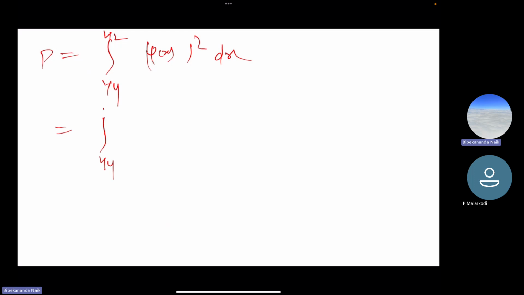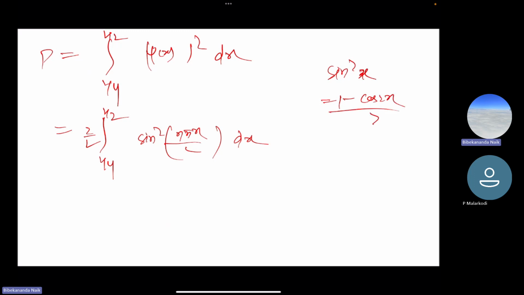from L by 4 to L by 2. So the square of root over 2 by L will be 2 by L. So 2 by L will come out, we can take it outside of the integration. Then it will be sine square n pi x by L dx. We know sine square x is (1 minus cos 2x) by 2. We will use that formula.